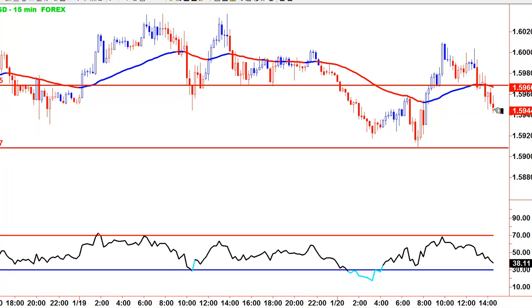Not finding any buyers, so the market is taking the price down until we find buyers. And it looks as if this is a big magnet down here, 159.09.